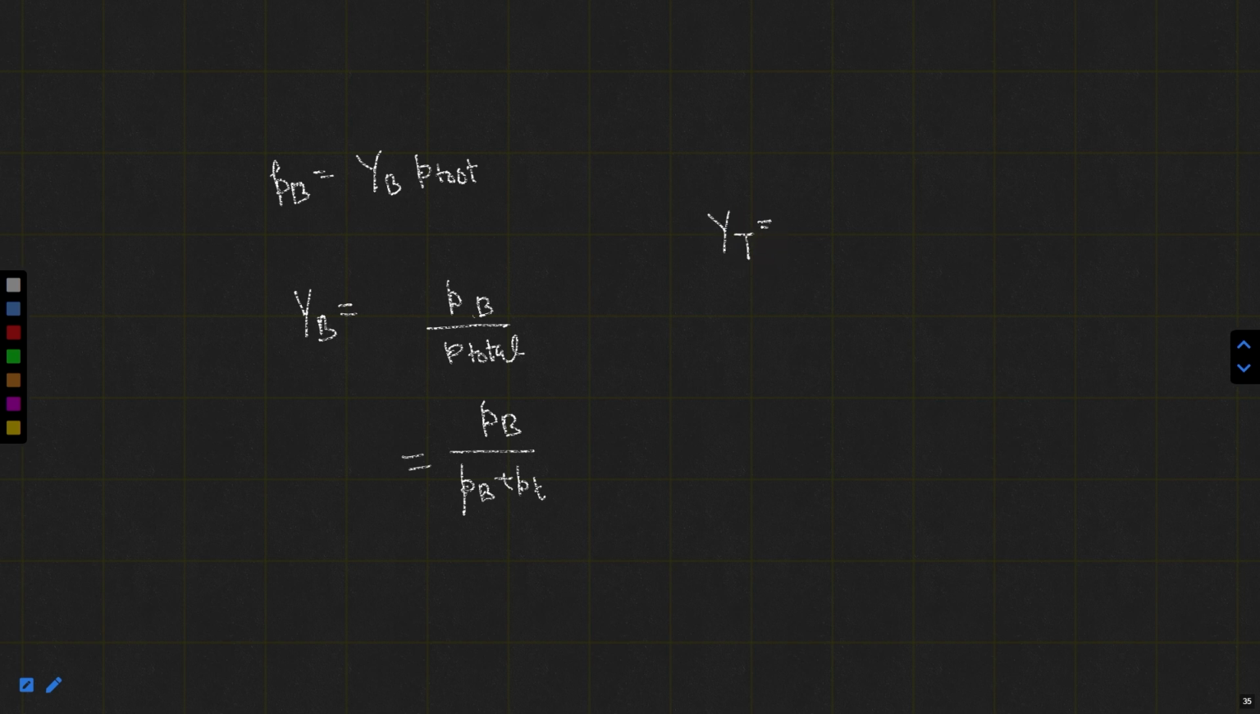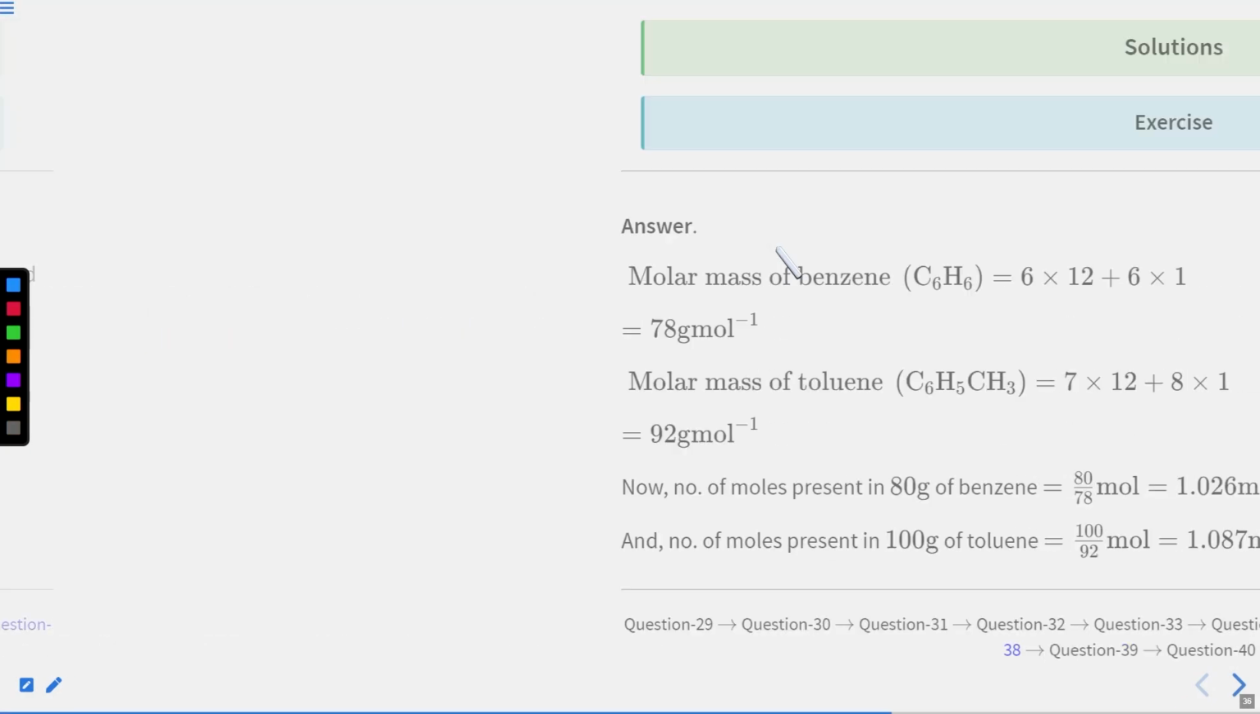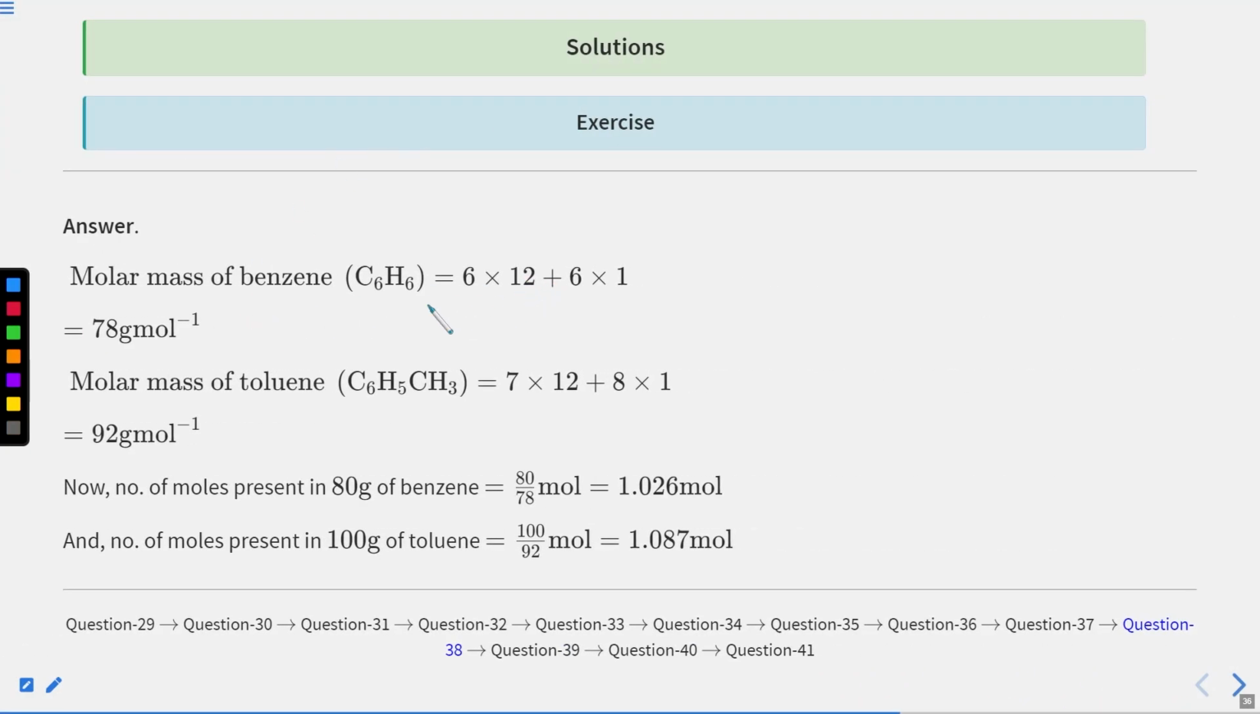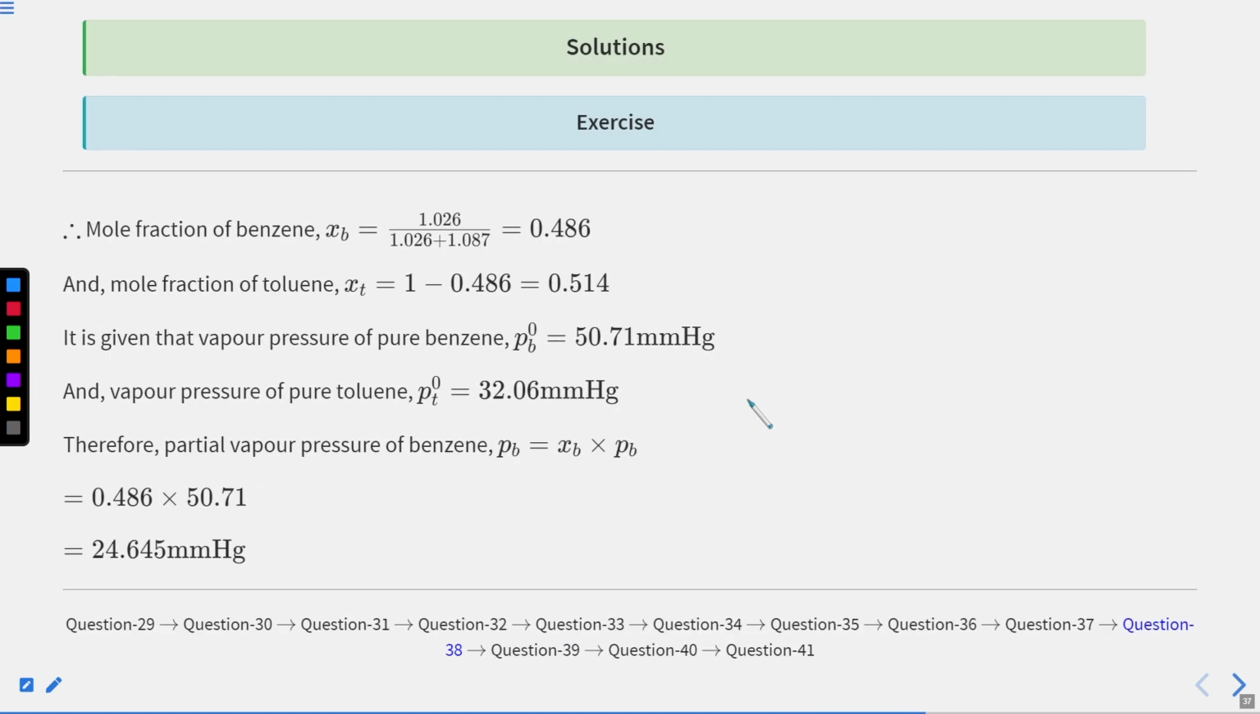Now for toluene, what would it be? That would be nothing but Y toluene equals 1 minus YB. So let us see the solution. First of all, molar mass of benzene is 78, molar mass of toluene is 92. Then further we have calculated the number of moles for both of these. Now mole fraction of benzene is 0.486 and mole fraction of toluene is 1 minus 0.486, that is 0.514.